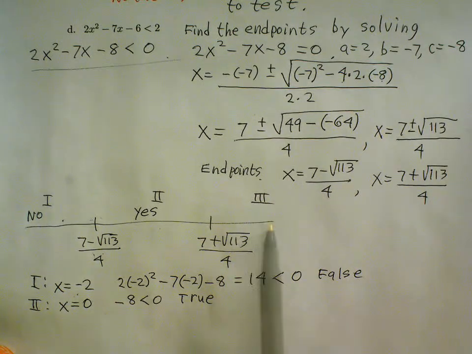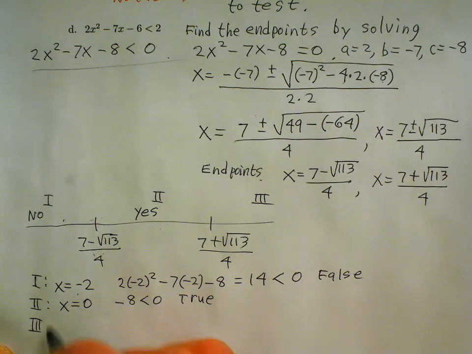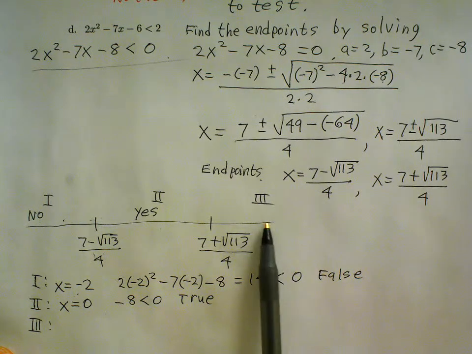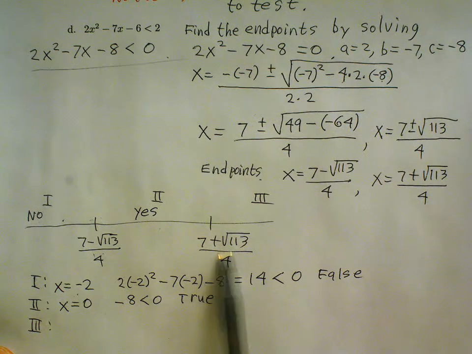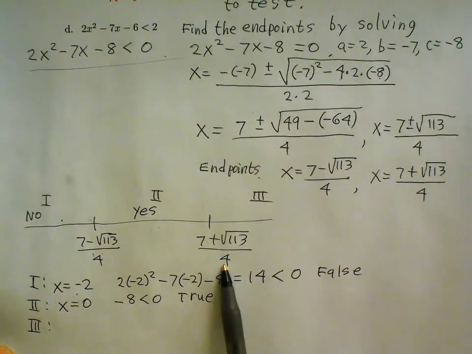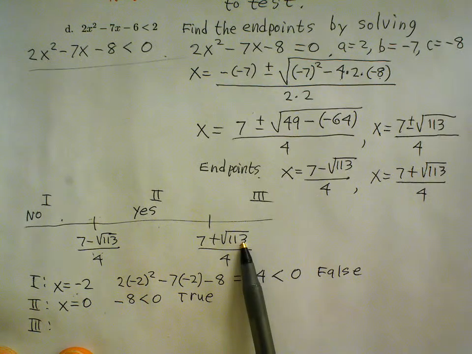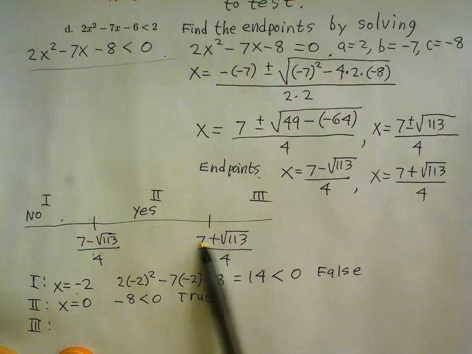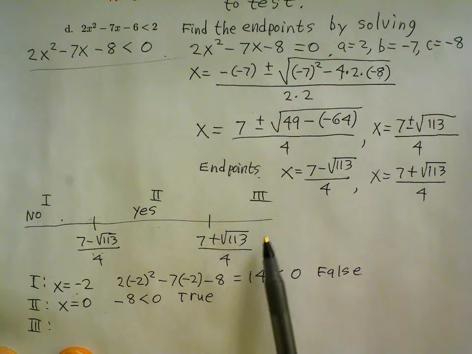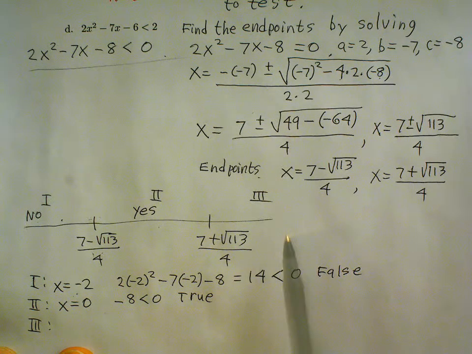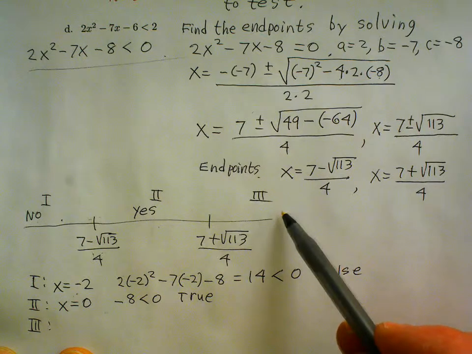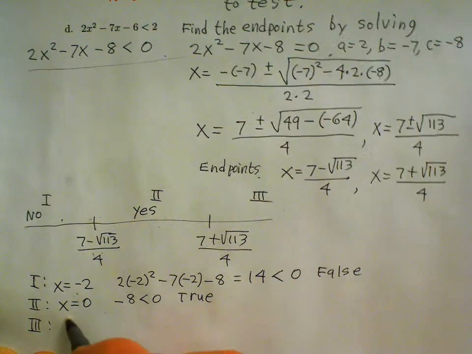And then in the third interval, pick a number that you know is greater than 7 plus the square root of 113 over 4. The square root of 113 is less than 11. So this number is less than 18 over 4. So I'll just pick the test point to be 5 because I know that that's bigger than that.